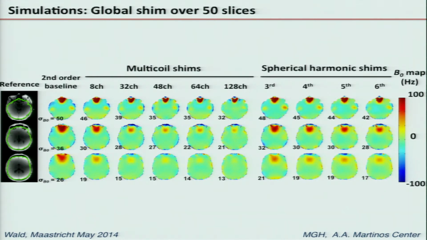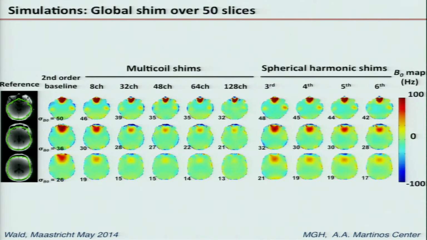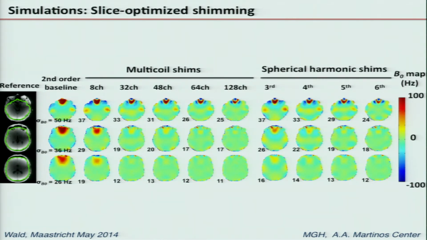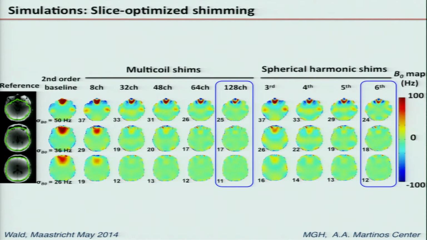The answer is pretty well, and he did spherical harmonics just for reference because that's the other way people like to shim. And I'll just point out that this is now with slice optimized shimming, not global shimming. I'll stick with slice optimized. You can really see that with 128 channels, you really knock out some of these shim problems. And 32 is equivalent roughly to 4th order spherical harmonics, and that's a complete set of 4th orders, not just 1 or 2.